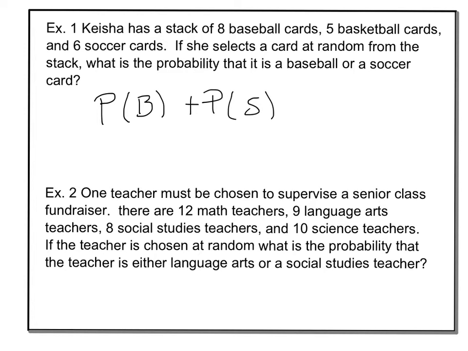In order to find the probability of a baseball card, there are 8 baseball cards over the total amount of cards given, which is 19, and we're going to add that to the amount of soccer cards, which there are 6 soccer cards, over the total number of cards, which is 19, making the probability of selecting a baseball or a soccer card 14 out of 19.